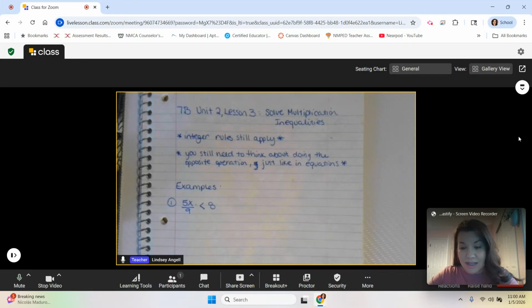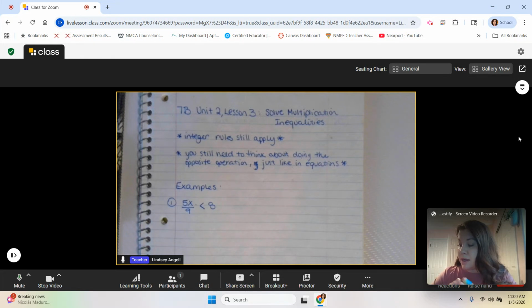Now, kind of like the last lesson, I don't really know why they only call it Solve Multiplication Inequalities because you do run into division as well, so just be aware of that. But once again, all of our integer rules still apply, and you still need to think about doing the opposite operation just like in equations, okay?